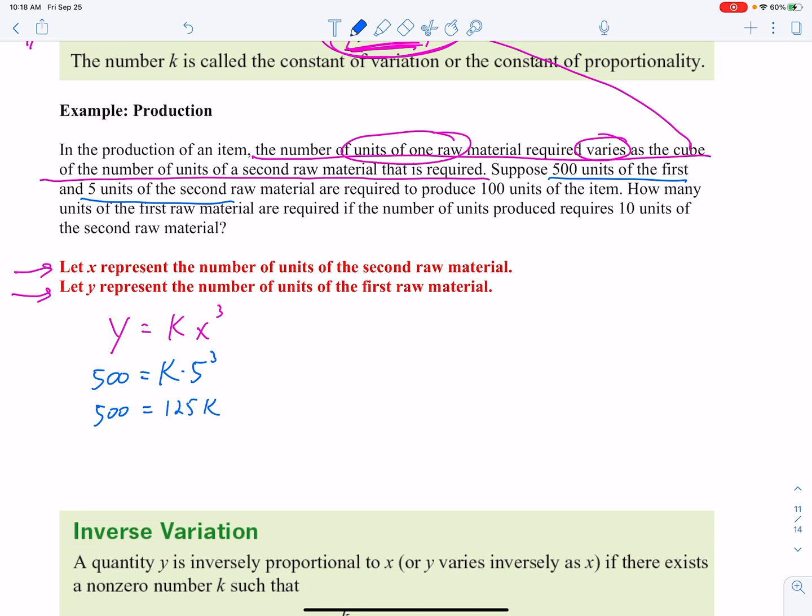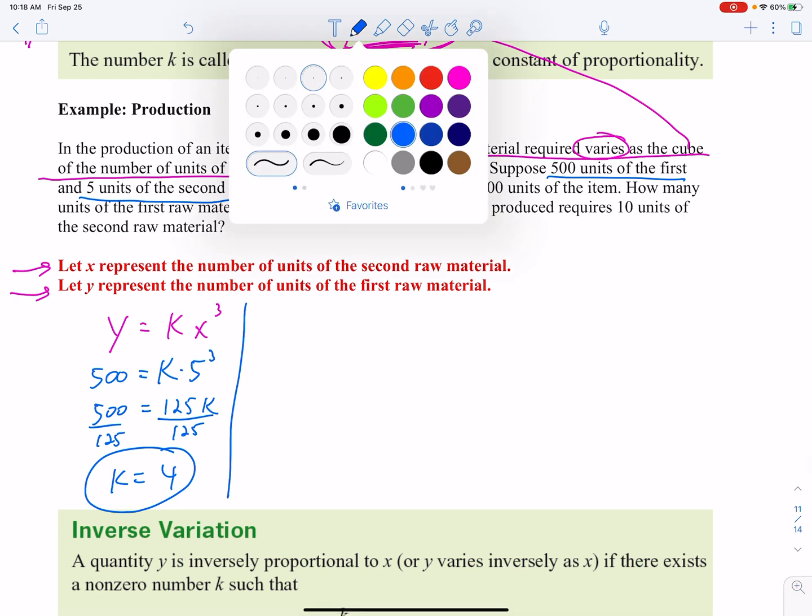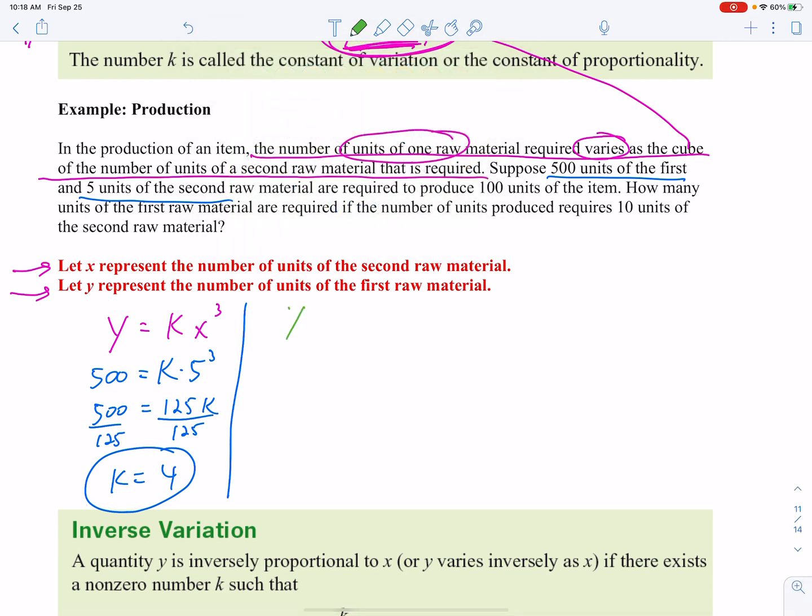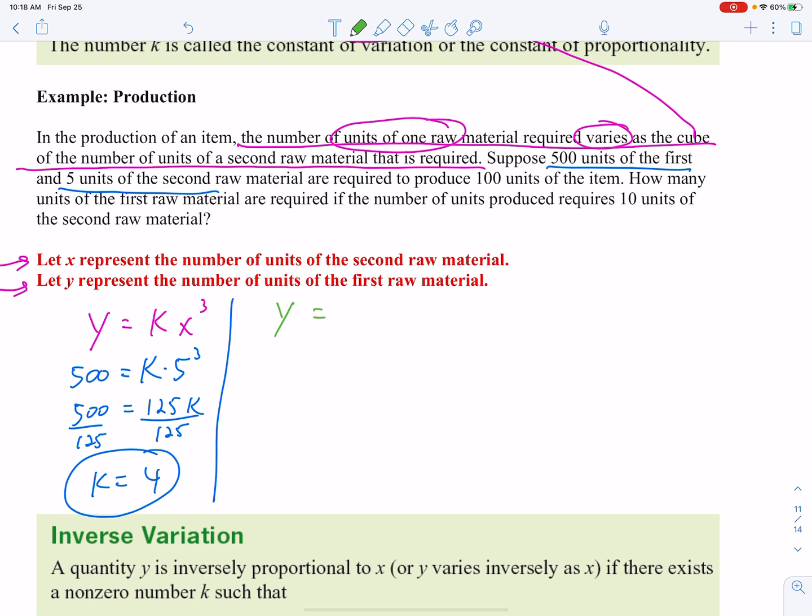Next we're going to divide by 125 on both sides. And if you throw that into a calculator, you will see that k equals 4. So what that means is we now have this direct variation equation relating the first and second units of raw material as y equals 4 times x cubed. We just plugged in the 4 for k.